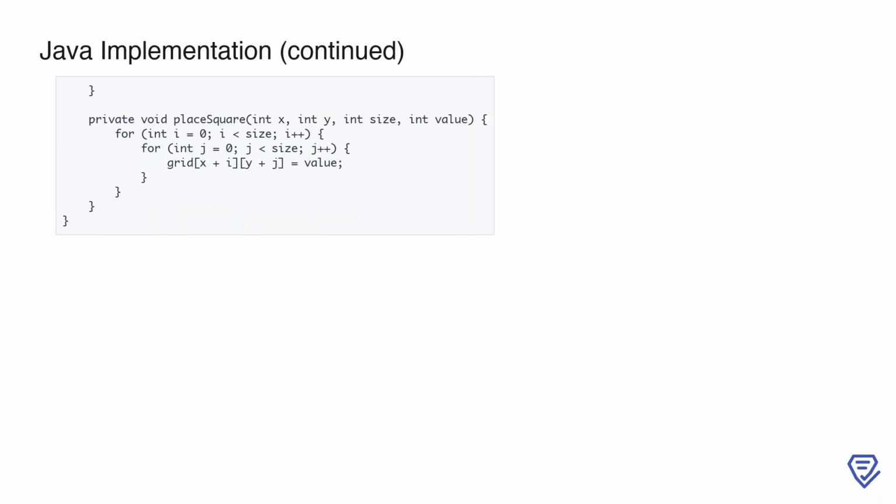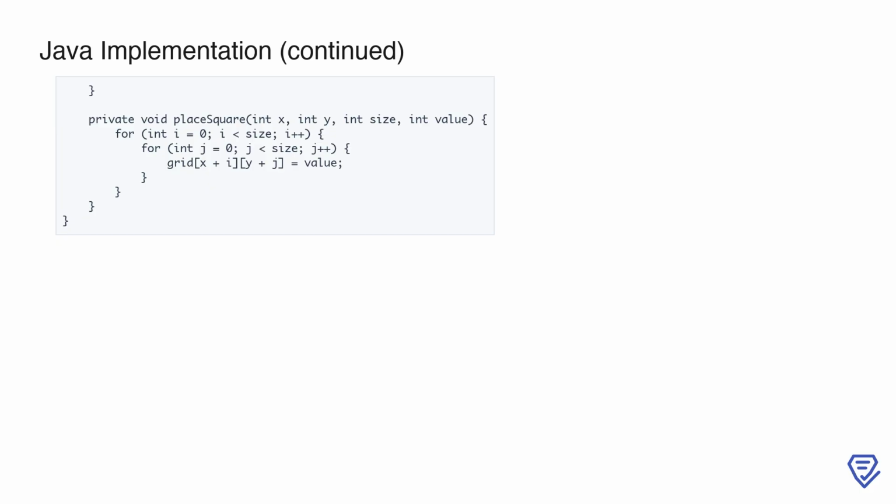The canPlace method checks if a square of a given size can be placed at a specific grid position. It iterates through the cells that the square would occupy, ensuring that all are empty. If any cell is already filled, the method returns false. If all checks pass, it returns true.